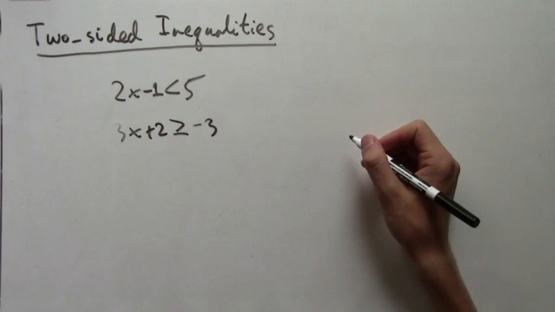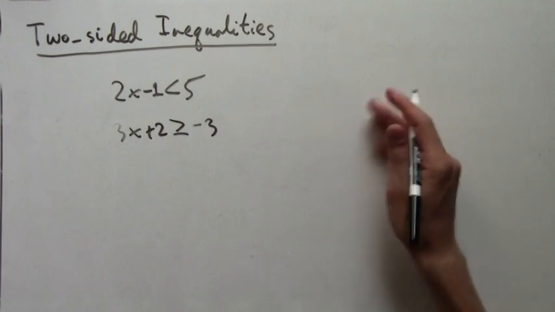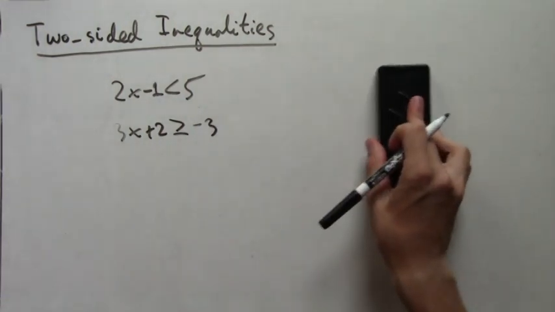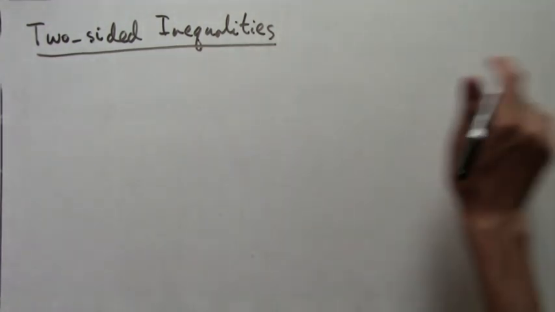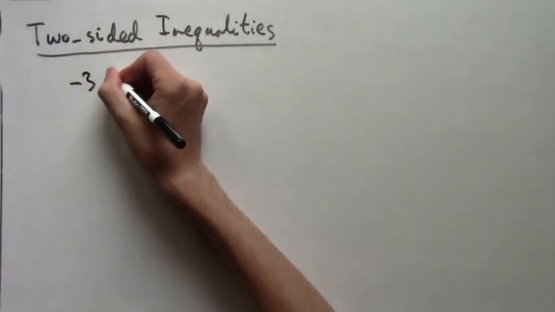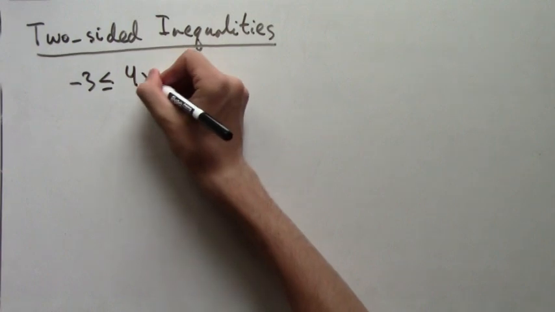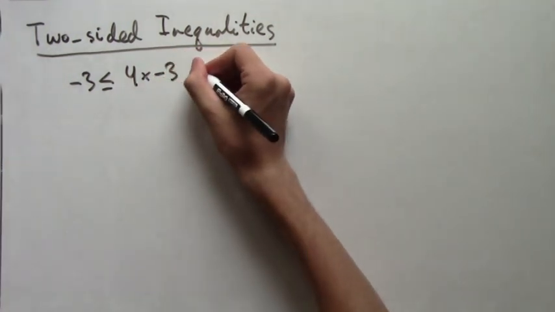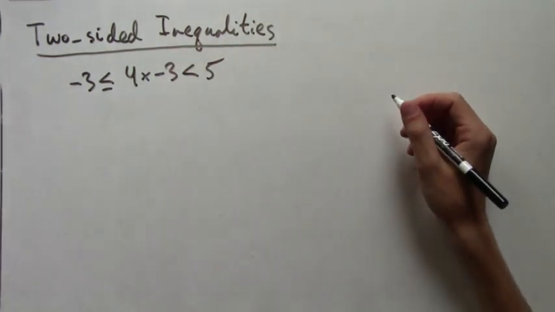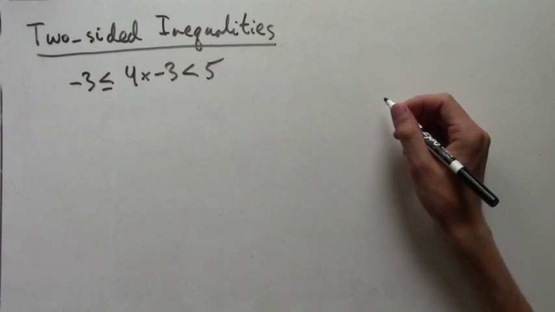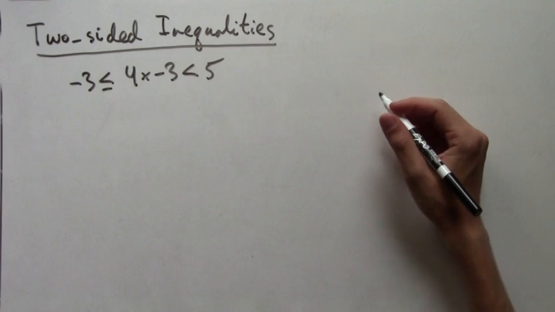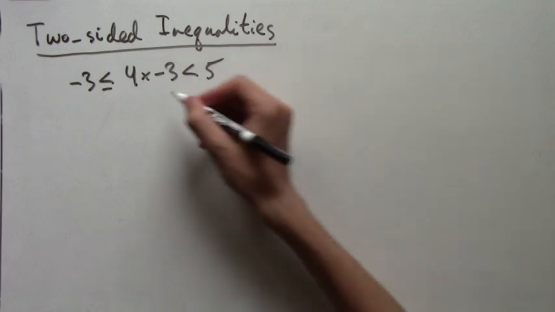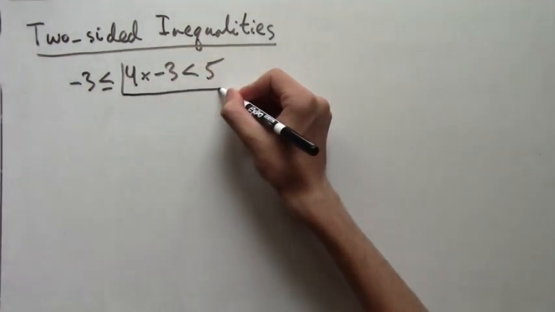The difference between one-sided and two-sided inequalities is that for an inequality to be two-sided, there have to be two inequality signs. So for example, negative 3 less than or equal to 4x minus 3 less than 5 is a two-sided inequality. 4x minus 3 has to be both greater than or equal to negative 3 and less than 5.